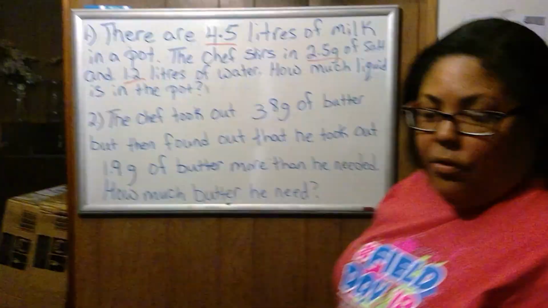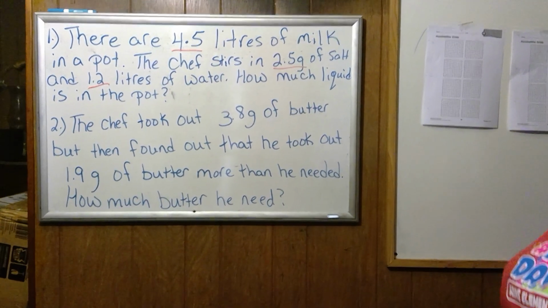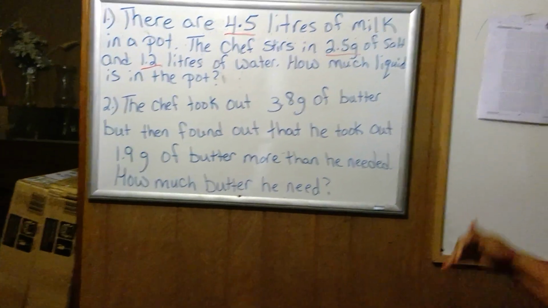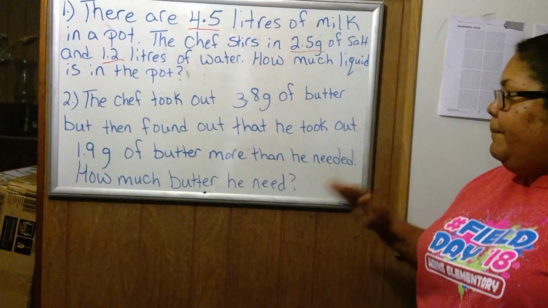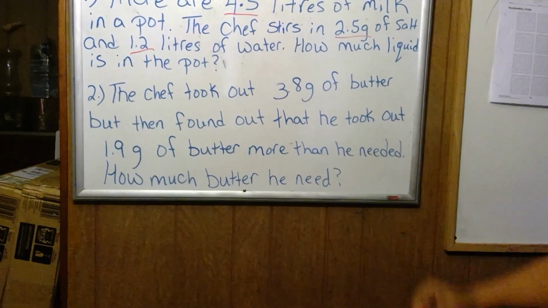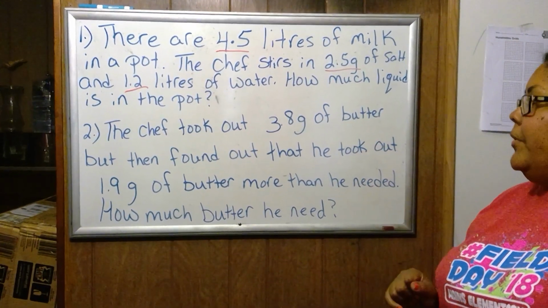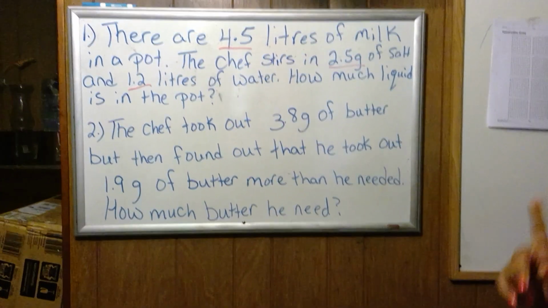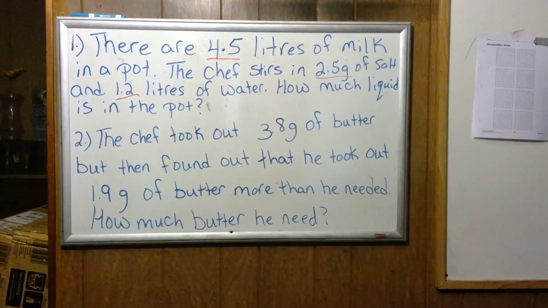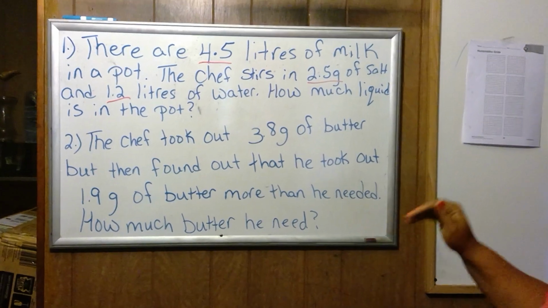All right, our second question is, the chef took out 3.8 grams of butter, but then found out that he took out 1.9 grams of butter more than he needed. How much butter does he need? All right, so again, we're going to use our cube method that we've been talking about in the classroom. What are our numbers? 3.8 grams, correct? And 1.9 grams of butter, correct? All right, so now, what is our question? Our question asks us how much butter he needs.